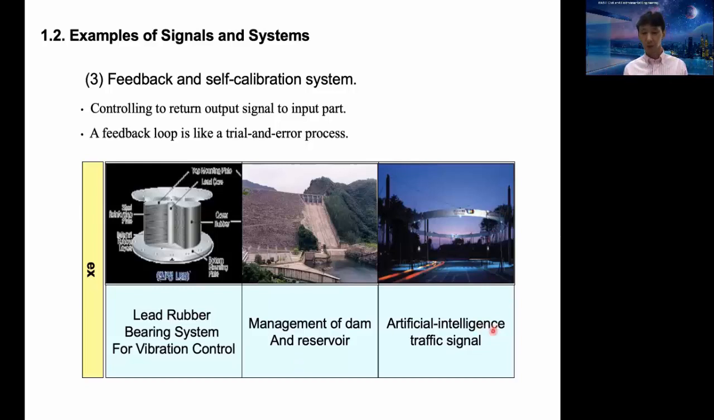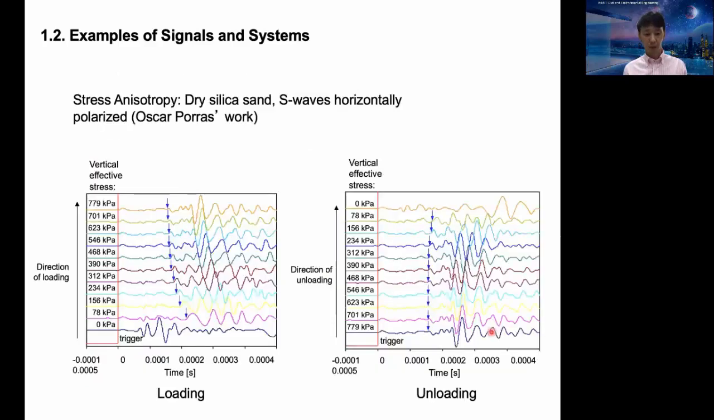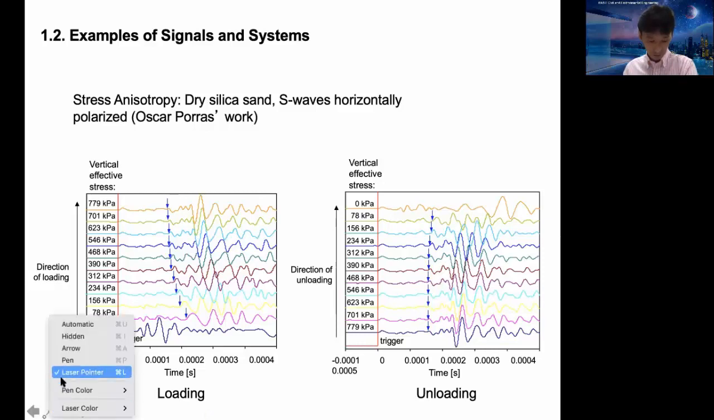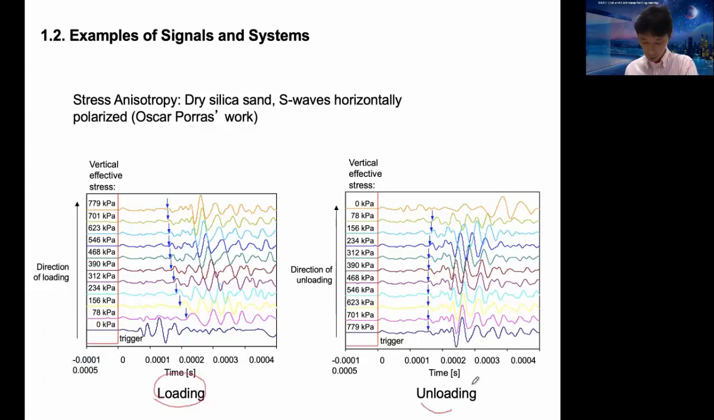Artificial intelligence traffic signal too. Stress anisotropy. This is an interesting example of the soil. And these are the S-wave signals, during loading and during unloading. In the initial state, the S-wave signal is here. And as soon as you apply 78 kilopascal, the arrival time gets faster, and it increases with increasing effective stress.